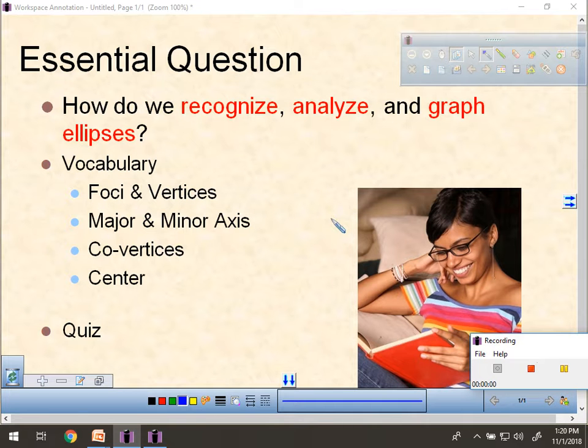All right, guys, your essential question is, how do we recognize, analyze, and graph ellipses? So we're going to be looking at ellipses today. For ellipses, the vocabulary words are foci and vertices and major and minor axis. And then we have co-vertices and center. So that's what we're going to be looking at for today.